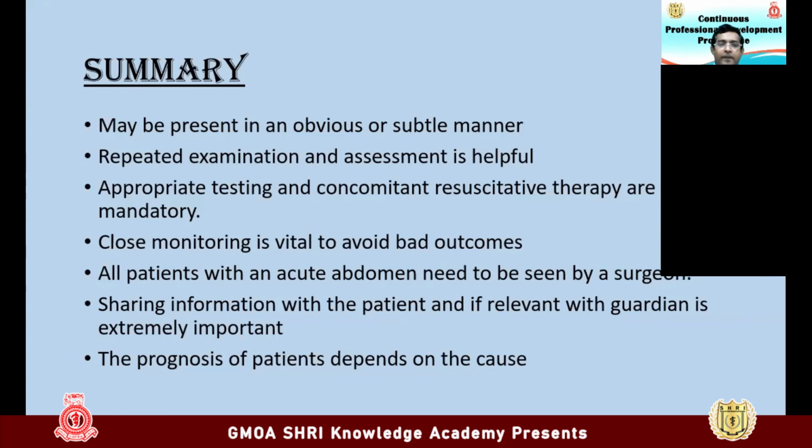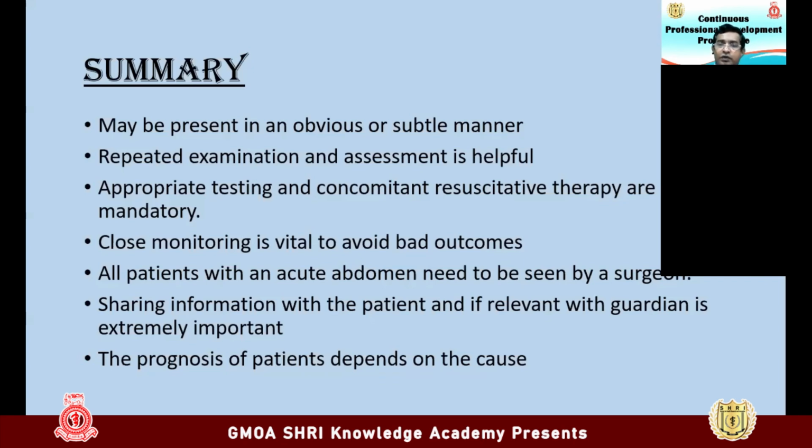So as we know, all patients with acute abdomen should be seen by a surgeon, because the surgical team has more experience in attending to and sorting out acute abdominal pain than other medical teams. Another most important thing is sharing the information we gather with the patient, if he is in a state where he can understand what we say, or with the guardian, to plan further management. So we may have to take consent, and we have to update them about the process.